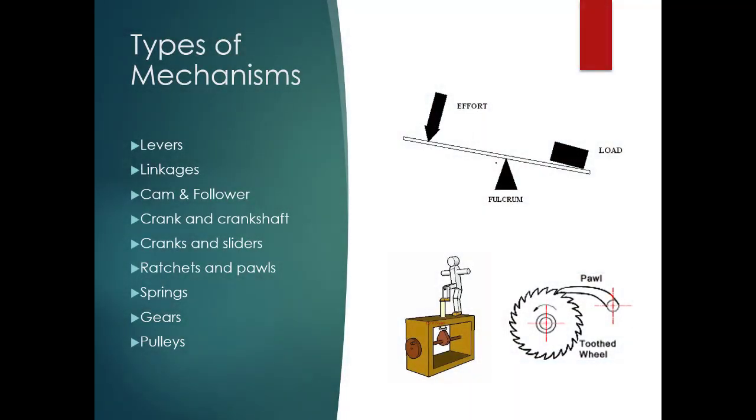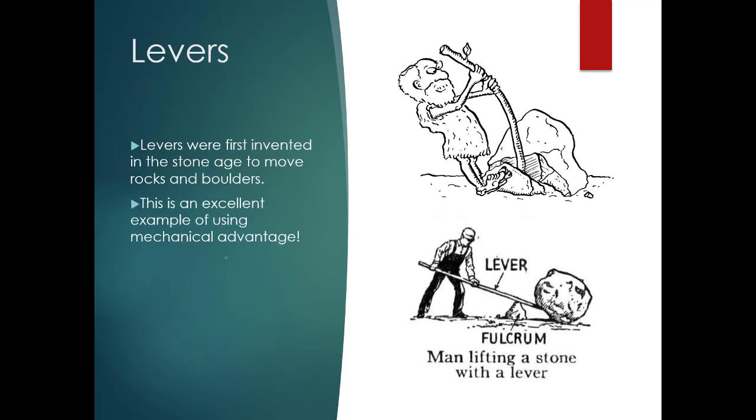Now, there are lots of different types of mechanisms, and we're going to look at some of these in this video and some of these in the next video. So you have levers, linkages, cams and followers and so on. So we'll be looking at all of these so you'll be able to identify them in a future lesson. So we start off by talking about levers.